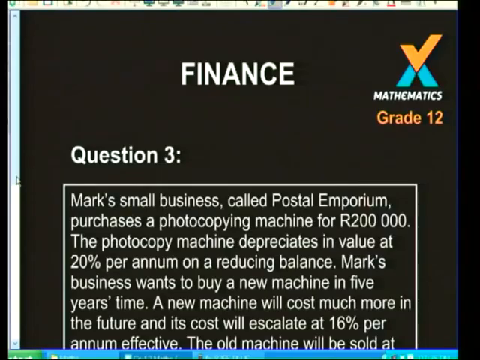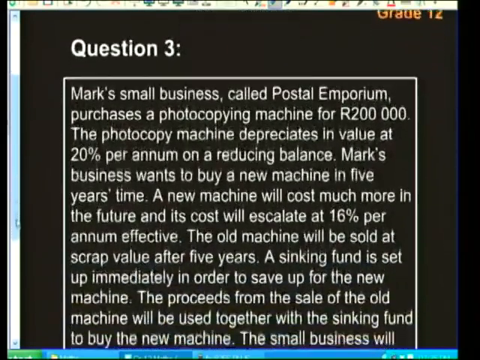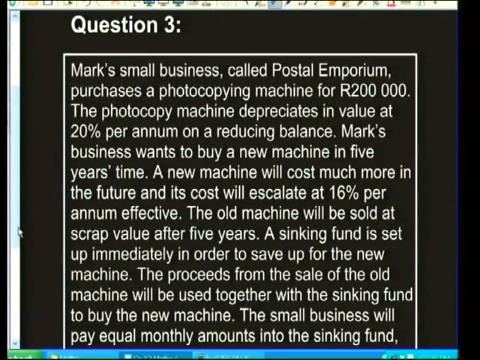Let's have a look at the question. Mark, Small Business, Postal Emporium, has a photostat machine, 200,000 Rand. The photocopier depreciates on a reducing balance at 20%. He wants to buy a new machine in 5 years' time. Great. There we go. 200,000, it's going to drop at 20%, reducing balance, 5 years. He wants a new machine.